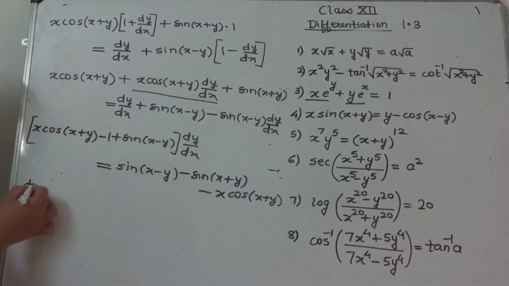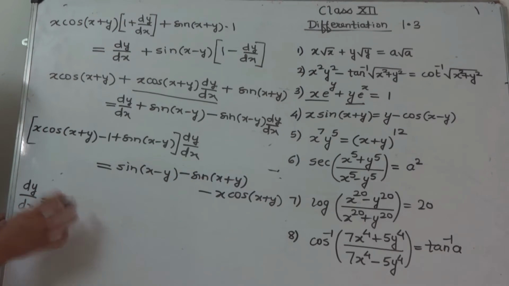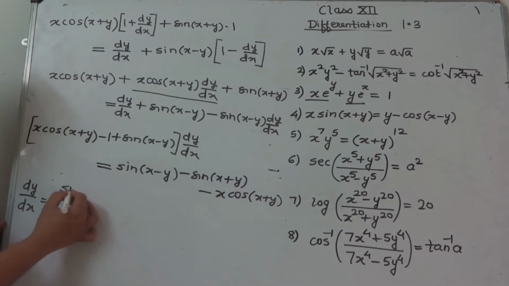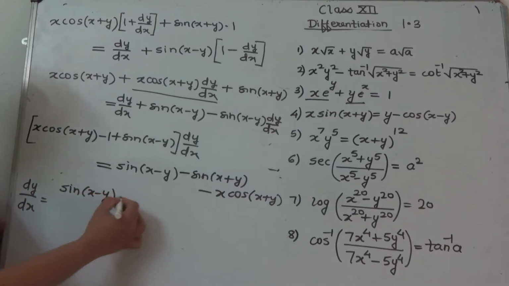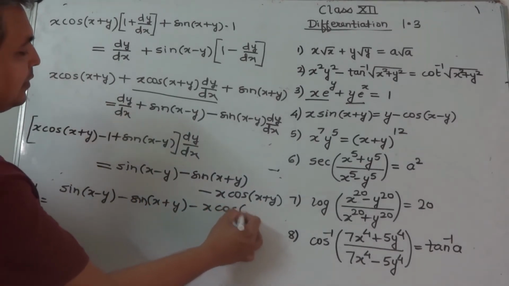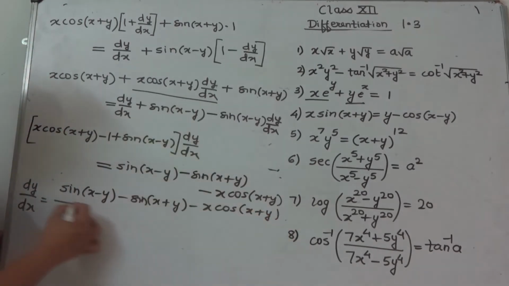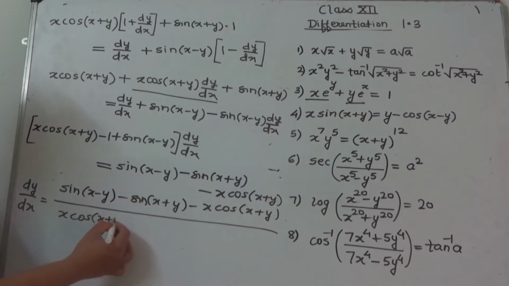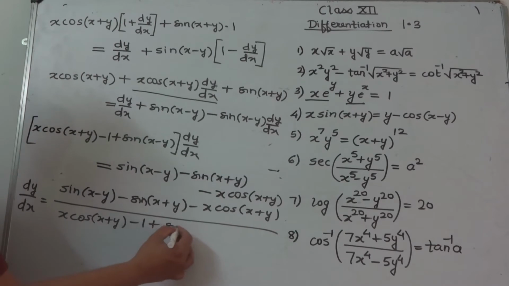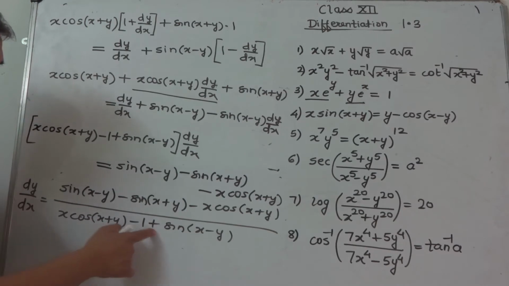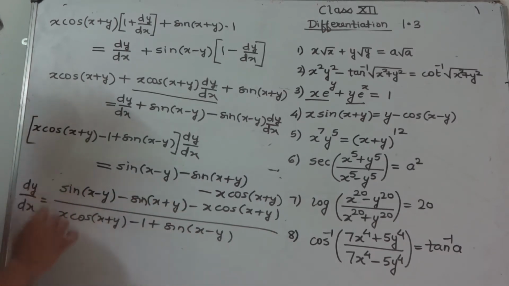Now to get the value of dy by dx, we have to divide by this bracket on the right hand side. So the answer becomes sine of x minus y minus sine of x plus y minus x cos of x plus y, whole upon this bracket, that is x cos of x plus y minus 1 plus sine of x minus y. These terms do not get cancelled, note, because this is plus and minus. So this is our final answer. So this is question number 4.